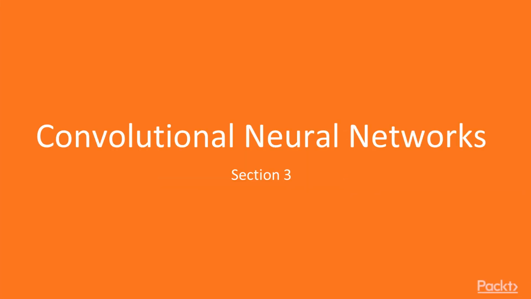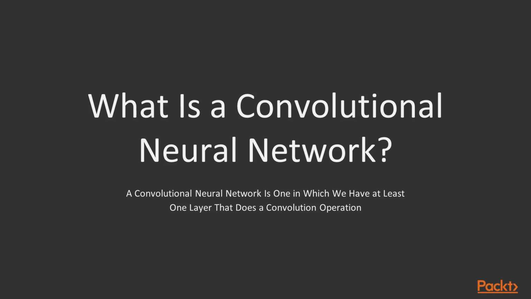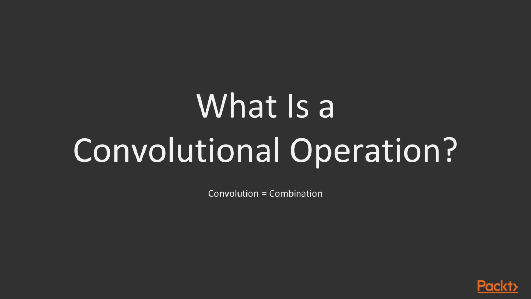In this section, we will look at another type of neural network called a convolutional neural network, which we generally use for images. So what exactly is a convolutional neural network? A convolutional neural network is one in which we have at least one layer that does a convolution operation. That takes me to the next question: what exactly is a convolution operation?